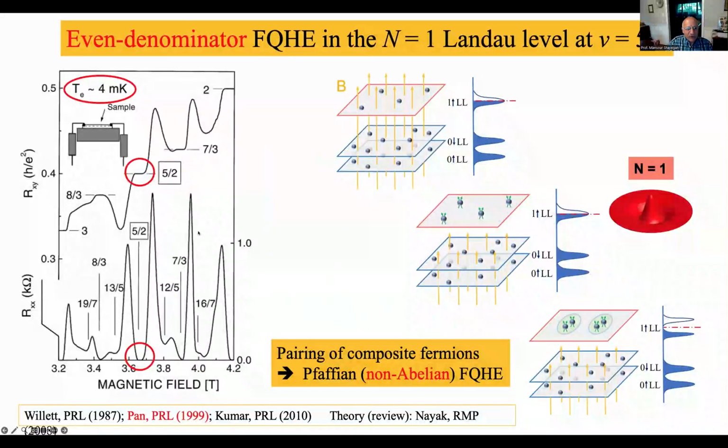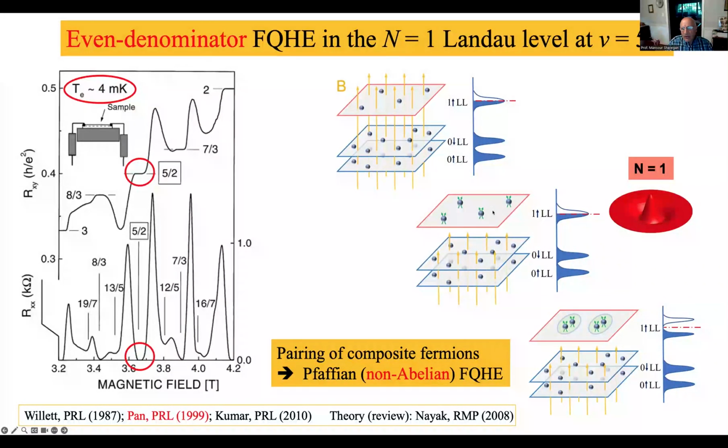If you look carefully, this was observed first in 1987, but later on with better samples, it's clear that the resistance goes to 0. The Hall plateau is here. So this is very different. And you notice it's an even denominator, not odd, unlike the other ones. To understand it, this is one possibility, but it's pretty much generally believed that this is what is happening. So we are in the n equal to 1 Landau level here. These two are occupied, spin up and spin down. Once you do the flux attachment, you get the composite fermions as shown here.